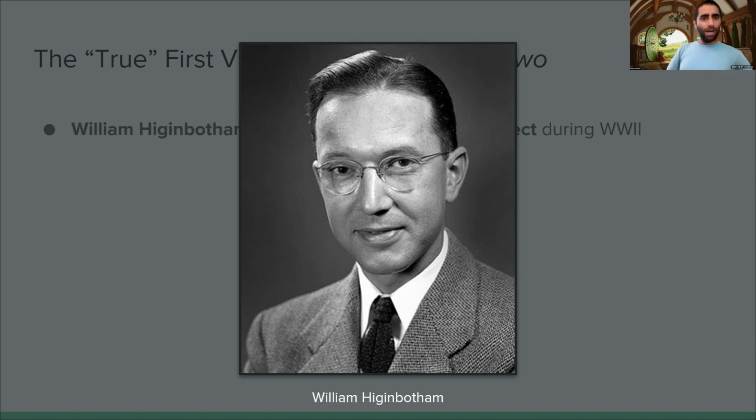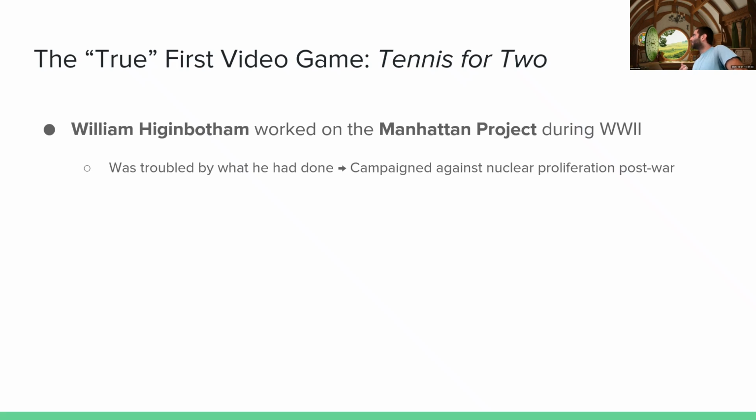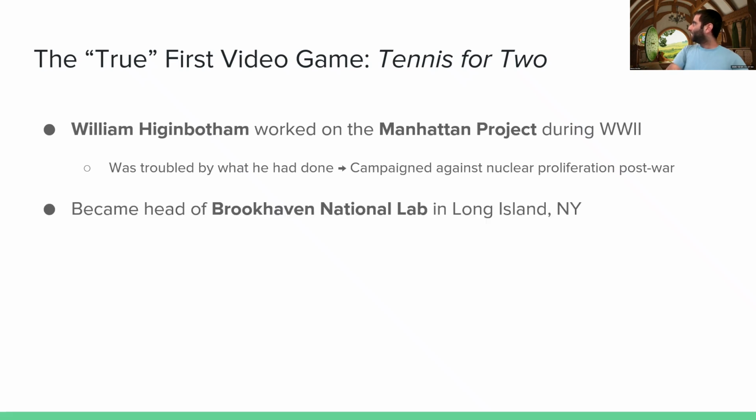So a lot of scientists that worked on the Manhattan Project were very troubled by what they had created. A lot of them, including William Higginbottom, campaigned against nuclear proliferation after the war. There was this big post-war push: let's destroy our nuclear arms, let's deproliferate in the post-war world.